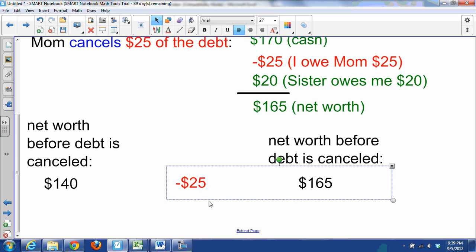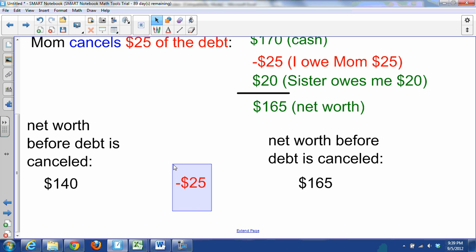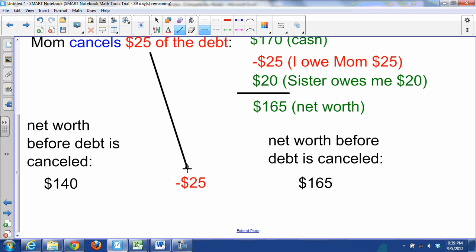Now remember, this here is not minus $25. That's a negative $25. That's not a minus symbol. That's not a subtraction symbol. It's a negative sign. And besides, 140 minus 25 or plus negative 25, either way you look at it, you don't get $165. This negative $25 is this debt here. $25 of debt is being canceled.